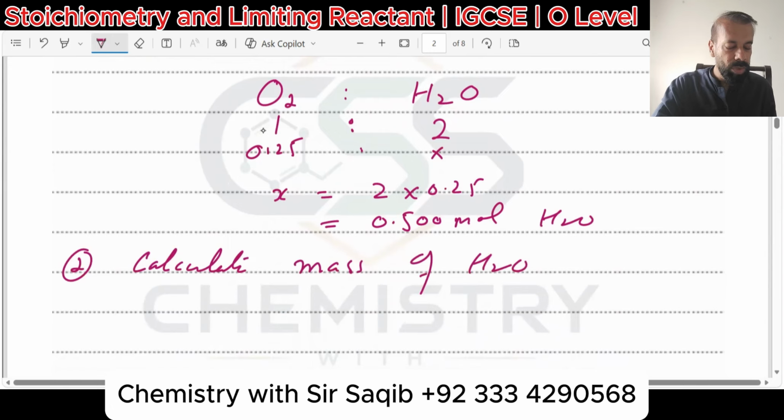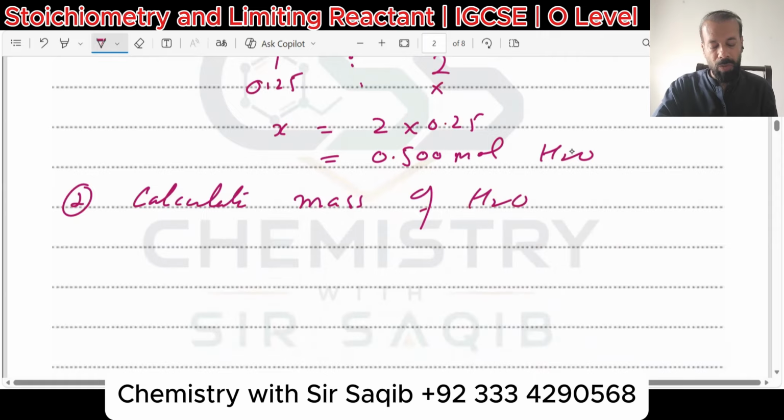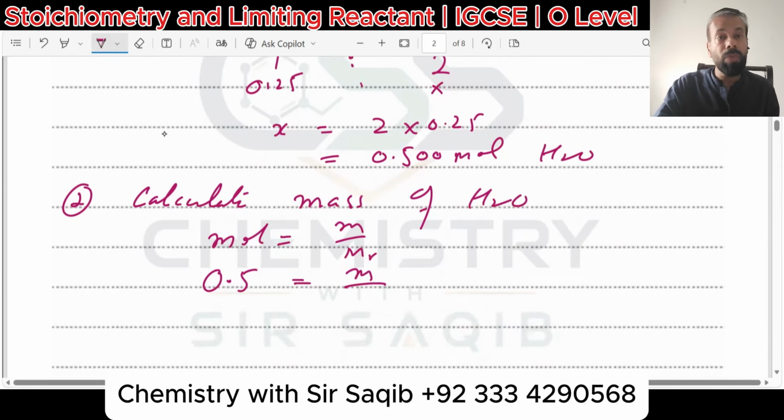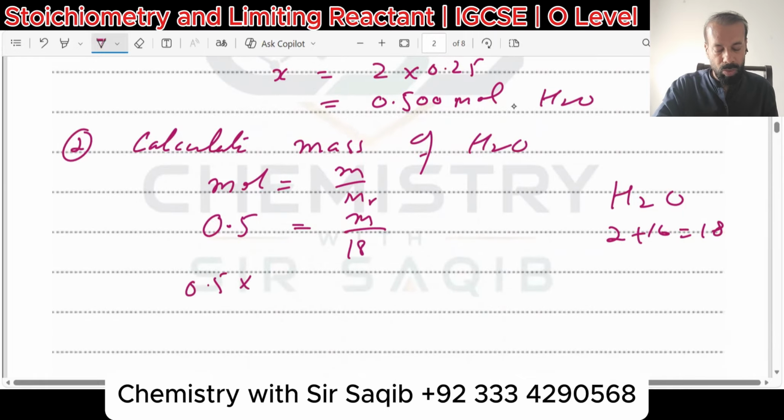In the second part, suppose you are asked to calculate mass of H2O. How many grams of H2O are made? So then what will you do? For making grams, what is the formula? Mole is equal to mass over Mr. So how many moles did you calculate? 0.5 moles. So to calculate mass, what is Mr of H2O? H2O: 2 plus 16 is equal to 18. So 0.5 into 18 is equal to m, that is 9 gram.